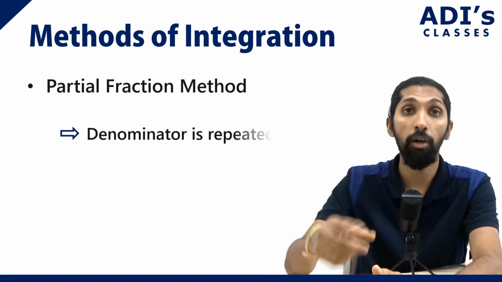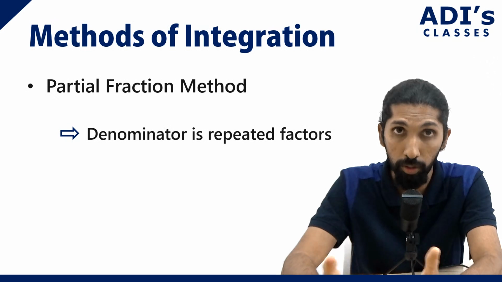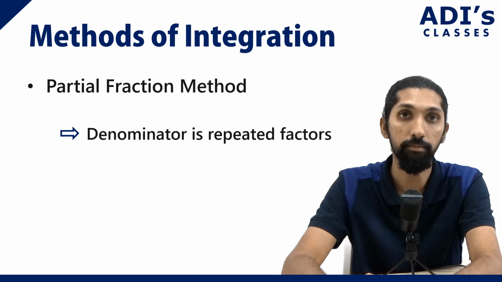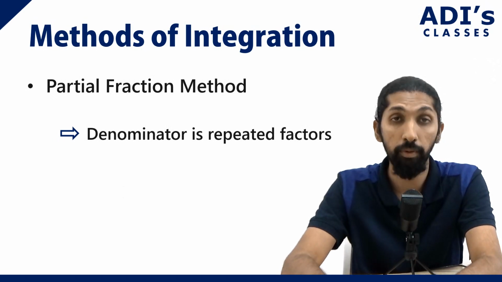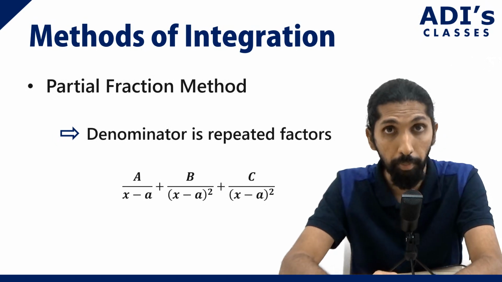Second type, what if you have repetition? What if you have something like x minus 1 whole cube or x plus 1 whole to the power of 4, something like this? Then what do we do? So we have a by that plus b by that plus c by that based on the power of that particular denominator, right?